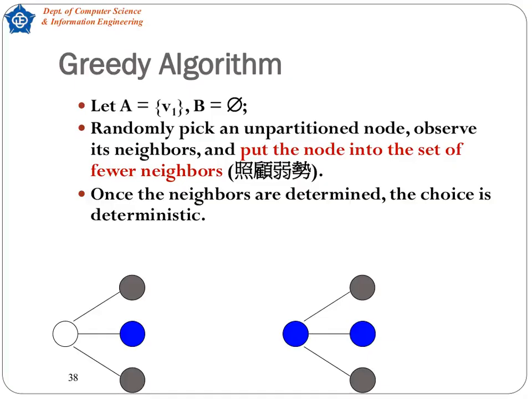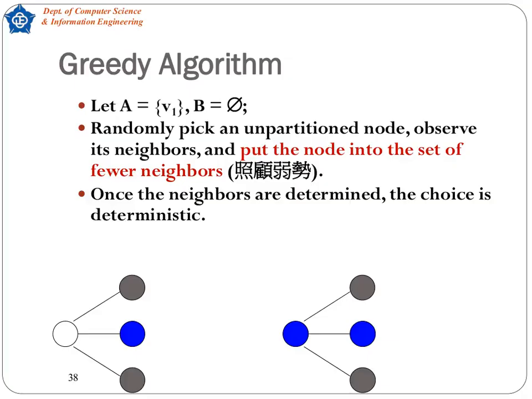To truly visualize this process, let's look at the diagrams at the bottom of the slide. On the left, you'll see a white node. If we assume blue nodes are in set A and gray nodes are in set B, this white node has one neighbor in A and two in B. Following our greedy rule of placing it in the set with fewer neighbors, where would it go? Naturally, it would be placed in set A. The diagram on the right then shows the outcome. The white node has now transformed into a blue node, clearly indicating its addition to set A, perfectly consistent with our greedy strategy.